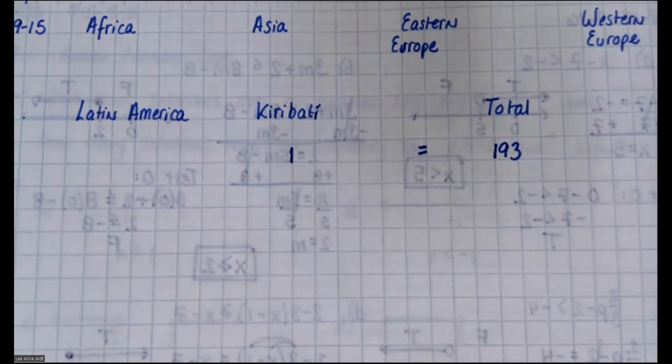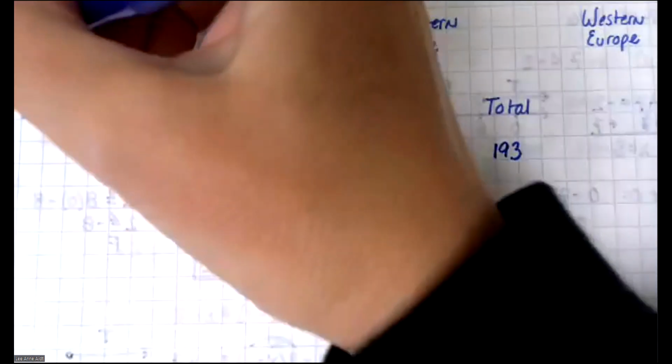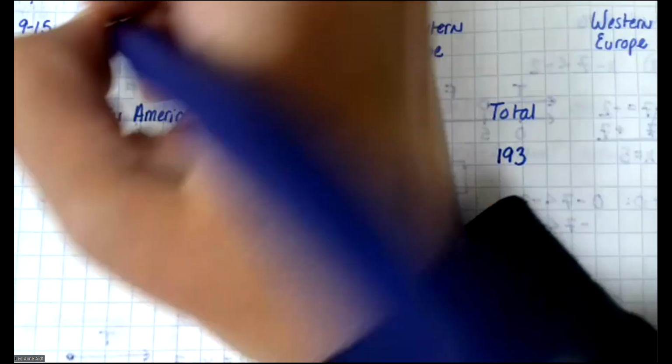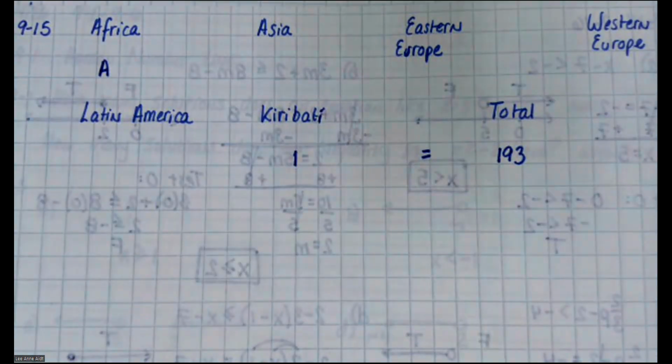Okay, so we know something about the Asia group. We know something about the Eastern Europe group. We know something about the Western Europe group. We know something about the Latin America group. We know something about Kiribati. Africa. Okay, Africa is the one that we know nothing about. So we're going to call Africa A. That's going to be the variable. They told us nothing about Africa, so that's going to be our variable. We're going to call it capital A for Africa, even though there's Asia, we're just going to ignore that.